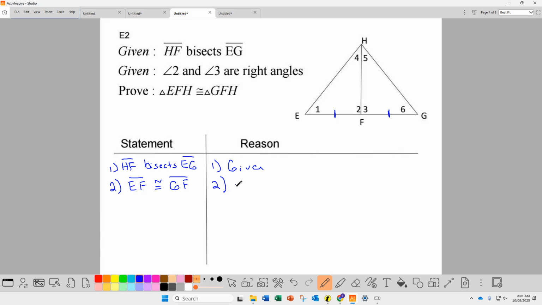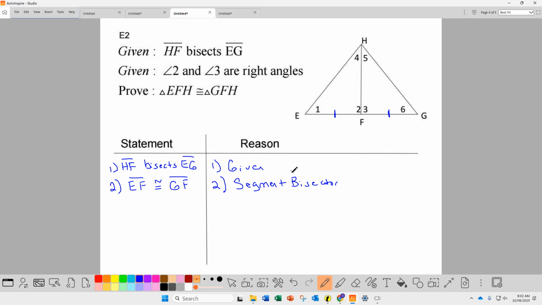And what would the reason be? What did we do up here? Bisected a what? What is this thing with the ball on the top? Not a line. Lines have arrows. A segment. So we bisected a segment. So the reason is a segment bisector. Guys, truly, just look at the one above it, whatever that is, that's telling you what the reason is on the next one.